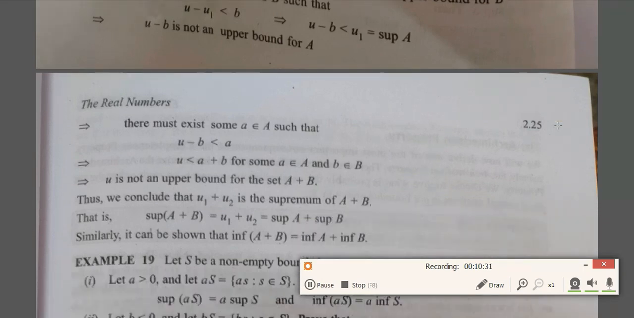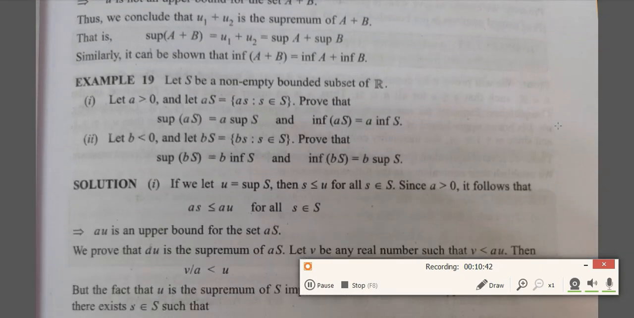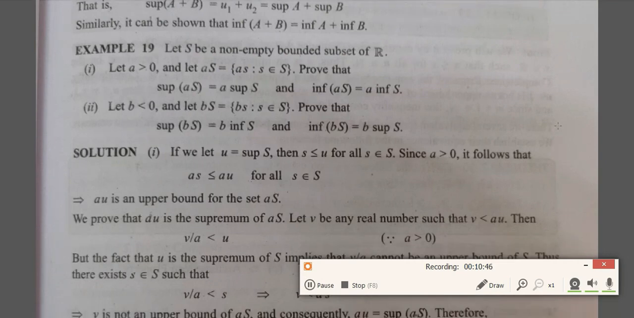Similarly, we can prove this for infimum also, that the infimum of A plus B is the same as infimum A plus infimum B. Next example, let S be a non-empty bounded subset of R. We have to show that for positive a, aS consists of all numbers of a times members of S. So for aS, we have to prove that the supremum of aS is a times the supremum of S and the infimum of aS is a times the infimum of S. That is, the constant number a is just coming outside.